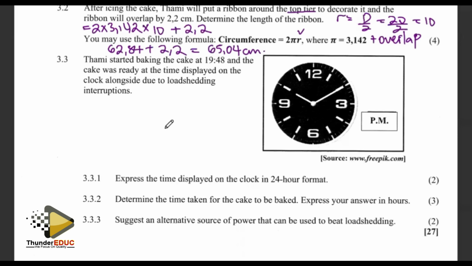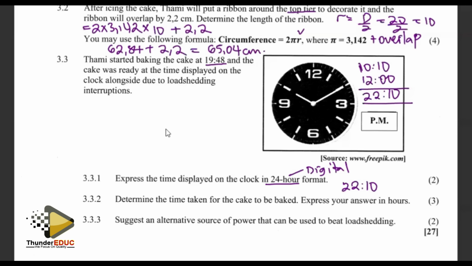Tammy started baking at 19:48, and the cake was ready at the time displayed on the clock alongside, due to load shedding. Express the time displayed on the clock in the 24-hour system. We want it to be the digital format. So if this is analog, what time is this? If this is 10 past 10 p.m., in digital format we add 12 and it becomes 22:10. So your answer here is supposed to be 22:10. You don't need to put the p.m. because this is the 24-hour system. In the 24-hour system, you don't have that.